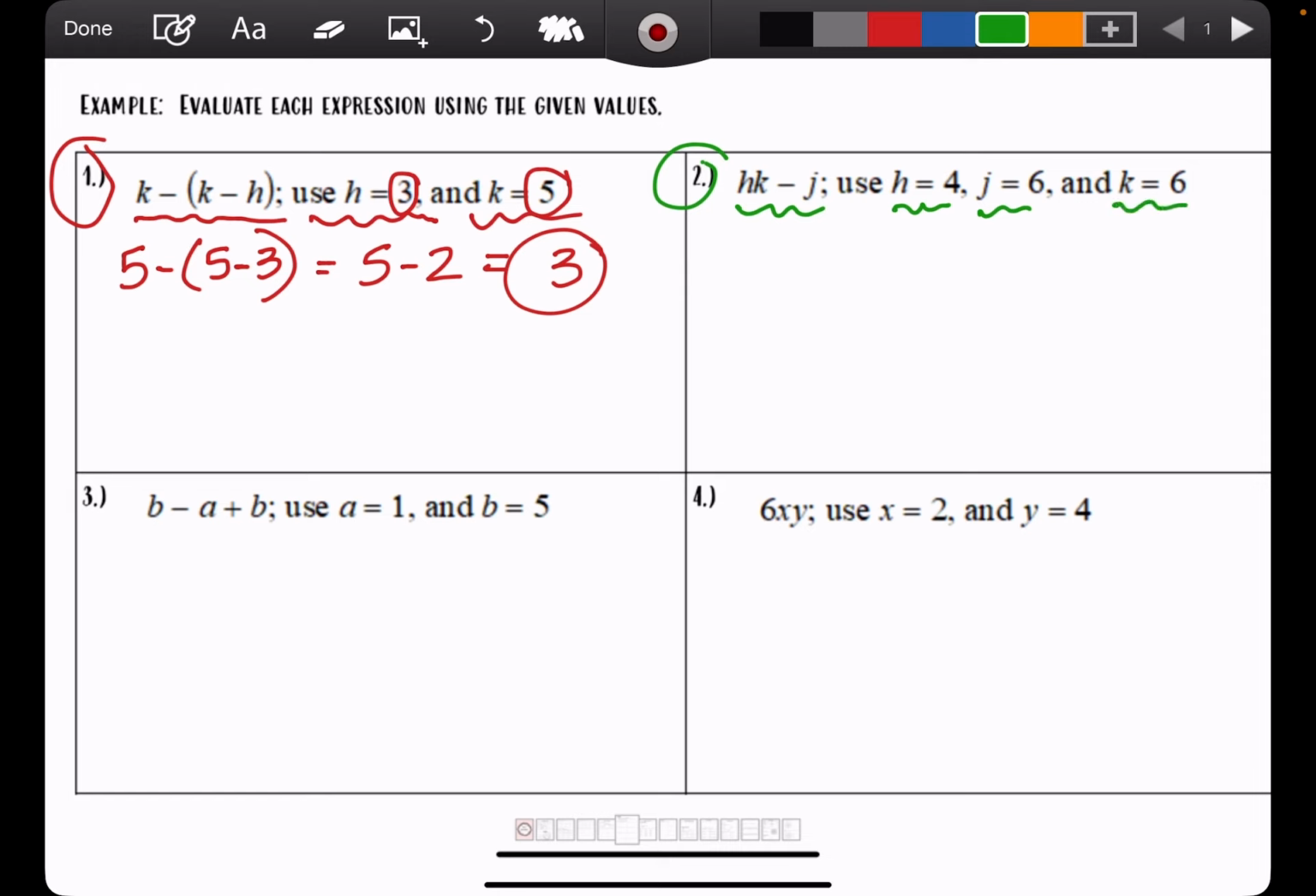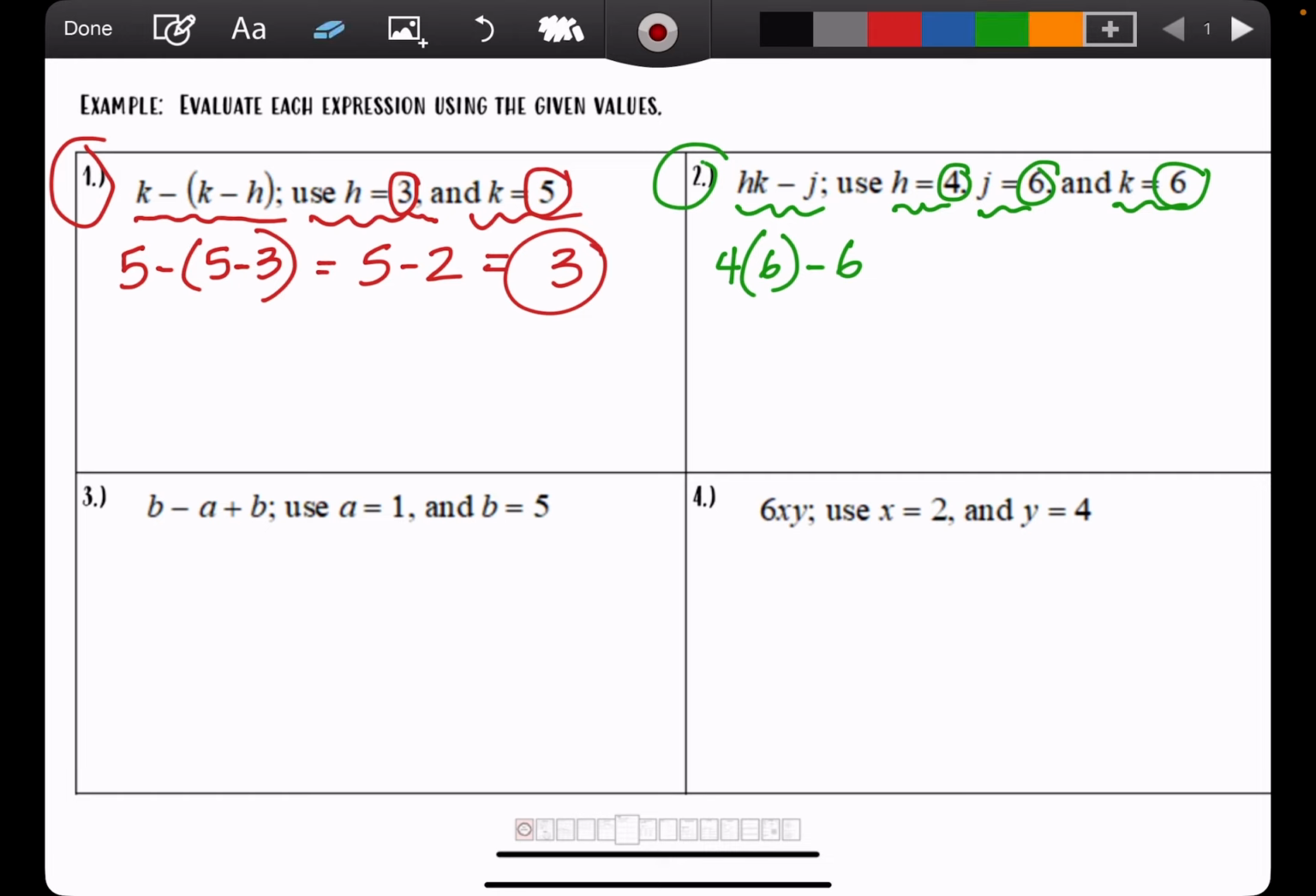So I'm going to replace those numbers in for the proper variables. Instead of h times k, I'm going to write 4 times 6. And I still have a minus j, but instead of j, I'm going to put 6 because j equals 6, so minus 6 there. So now, when I've replaced the values for the variables, I have 4 times 6 in parentheses, all minus 6.